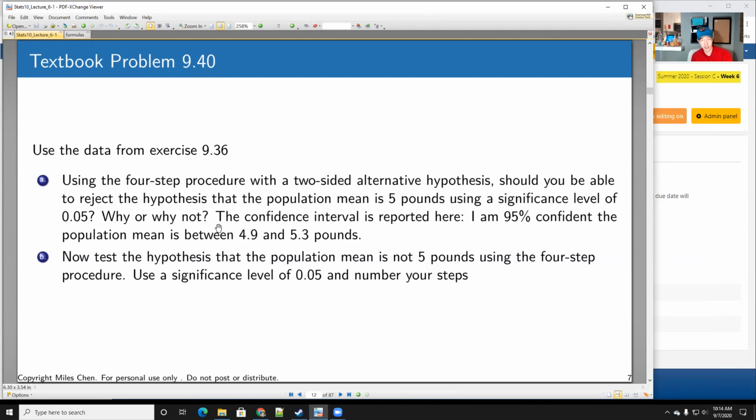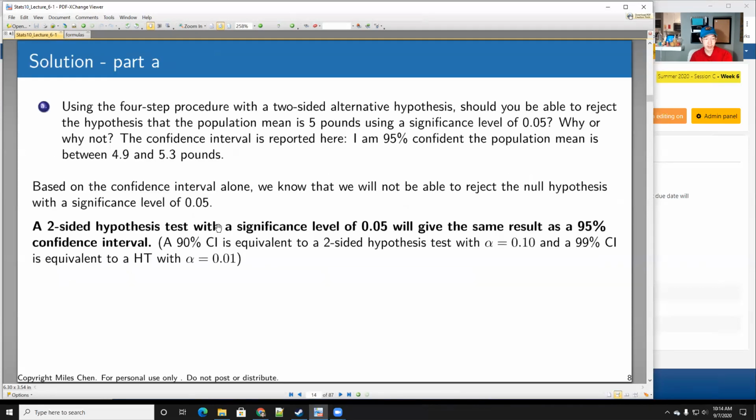All right, so let's answer part A. In our case, doing a 95% confidence interval will come to the same conclusion as a hypothesis test with a significance level of 0.05. And going along with that, a 90% confidence interval will come to the same conclusion as a hypothesis test with alpha equal to 10%, and a 99% confidence interval will come to the same conclusion as a hypothesis test with alpha equal to 0.01.